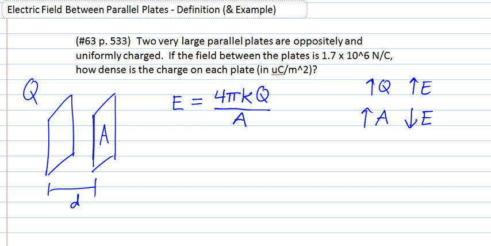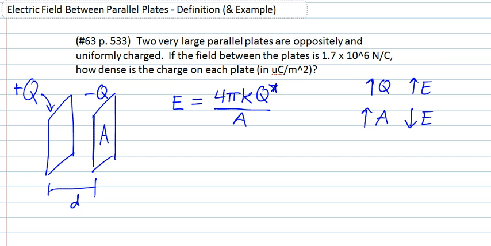Okay, so in this example, this is number 63 from page 533. This is another 3-dot problem that we're actually going to basically take care of in about a minute. So we have two large parallel plates. They're oppositely and uniformly charged. So if one side is plus Q, the other is minus Q. They don't add up. That's just how these things work. And so the magnitude of that charge is this Q right here.